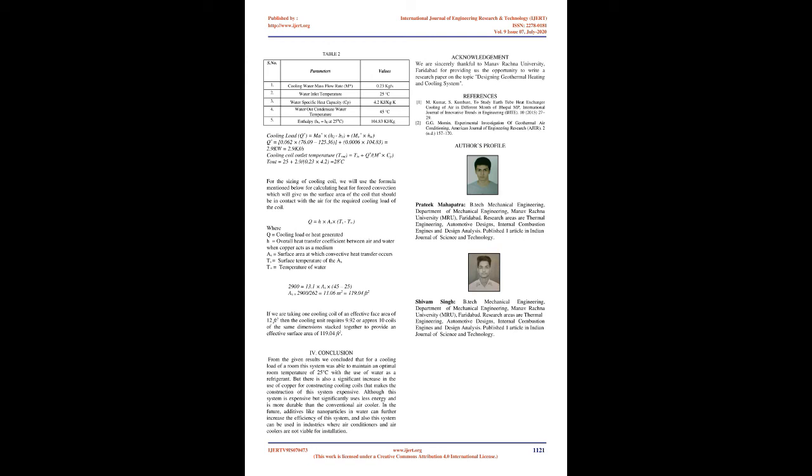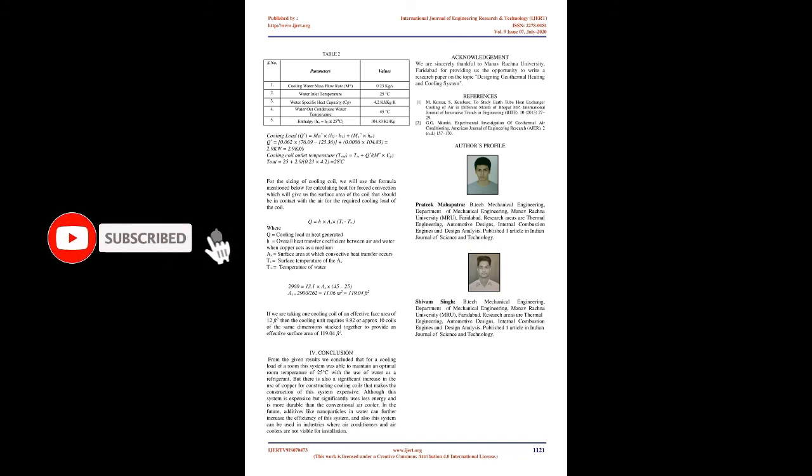Then for the sizing of the cooling coil, we calculate the surface area required for convective heat transfer. For the sizing of the cooling coil, we will use the formula mentioned below for calculating heat for forced convection, which will give us the surface area of the coil that should be in contact with the air for the required cooling load of the coil. Q = H × S × (Ts − Tw), where Q equals cooling load or heat generated, H equals overall heat transfer coefficient between air and water when copper acts as a medium, S equals surface area at which convective heat transfer occurs, Ts equals surface temperature, and Tw equals temperature of water. 2900 = 13.1 × S × (45 − 25), so S = 2900/262 = 11.06 square meters = 119.04 ft². If we are taking one cooling coil of an effective face area of 12 ft², then the cooling unit requires 9.92, or approximately 10, coils of the same dimension stacked together to provide an effective surface area of 119.04 ft².